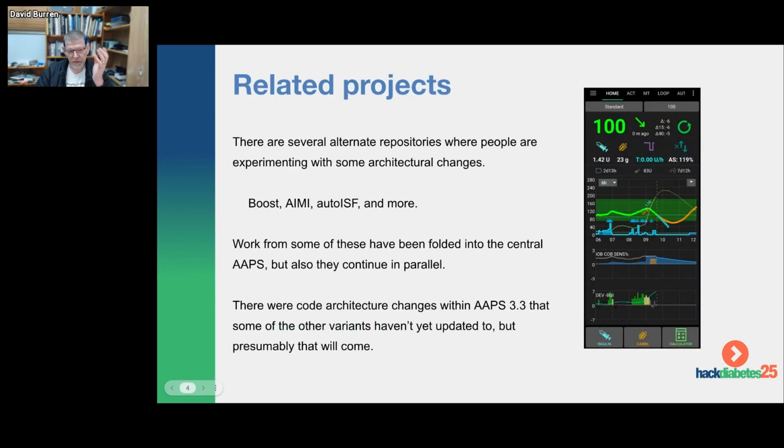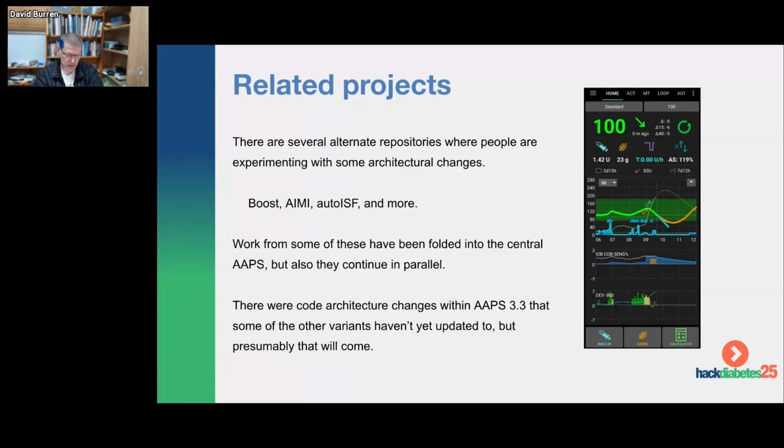The authors of some of these are here. There's other variants of this where the repositories have been forked and changes have been put in. And some of that work then gets taken back from there into the main Android APS. So dynamic ISF was one of the examples of things that got developed outside and then transported in.